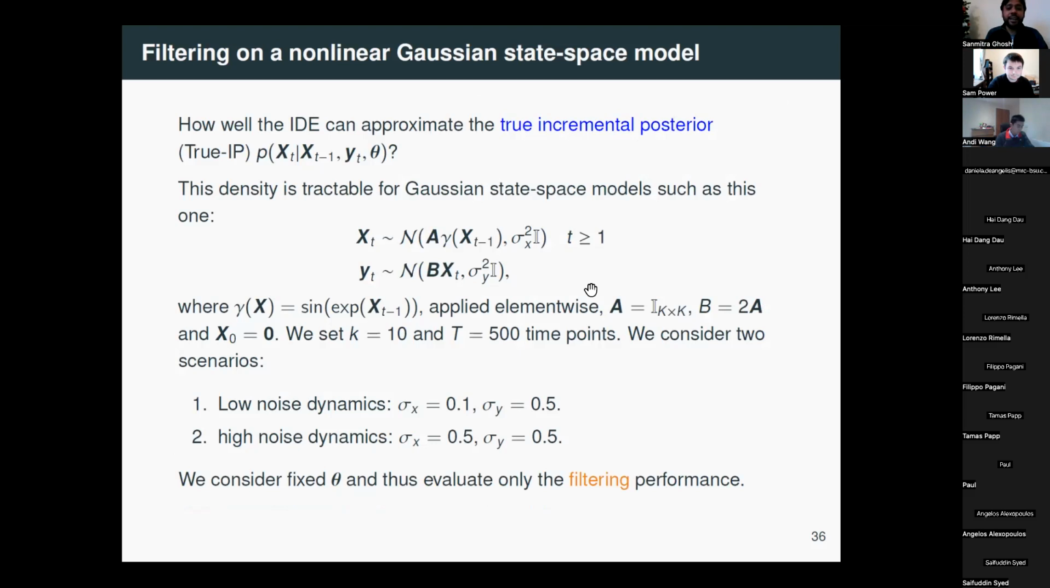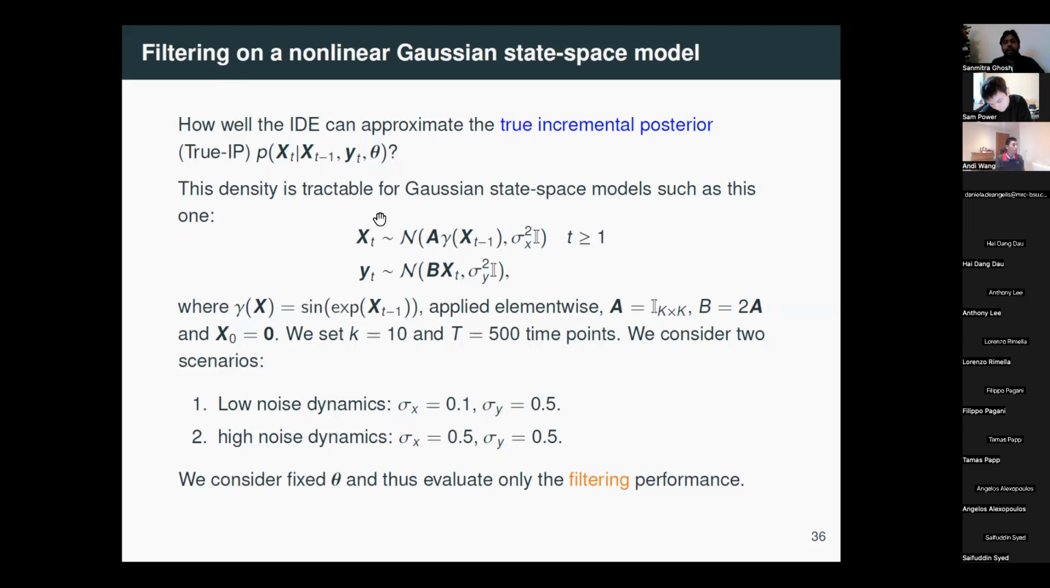So the idea here is to use a nonlinear Gaussian state space model. For this type of model, we can exactly calculate this distribution. These are Gaussian densities. This is nonlinear, so there is nonlinearity, but we can calculate exactly the true posterior here. And to make things interesting, I tried a 10-dimensional state space, and I tried longer time series, that is 500 time points, which is good enough.